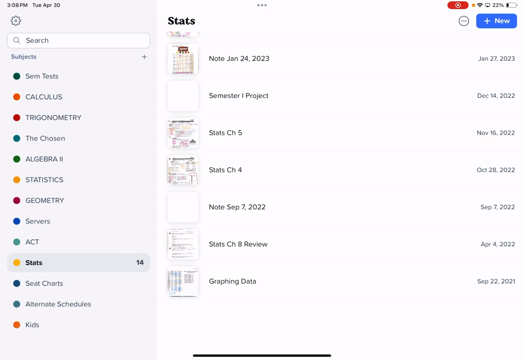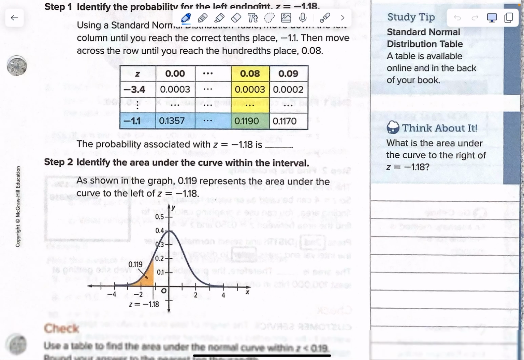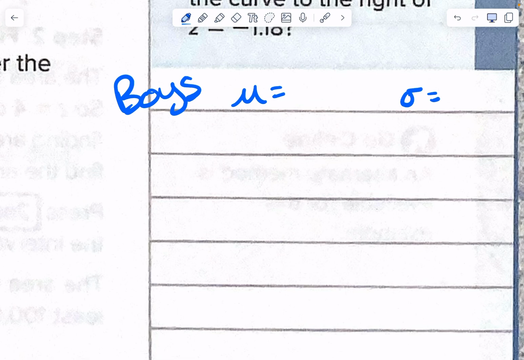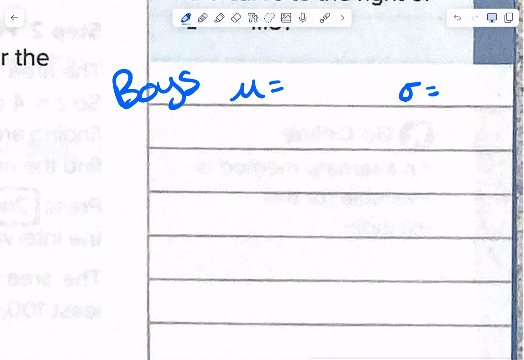Okay, real quick. Look up the mean and standard deviation for teenage boys for height. Mean is the same thing as x bar and this is the same thing as s. Yeah, let's do like 15, 16. Okay, 16. Then I need the same thing for girls.